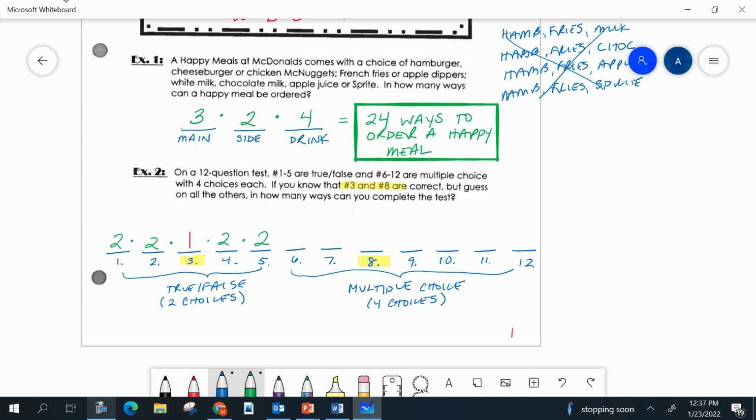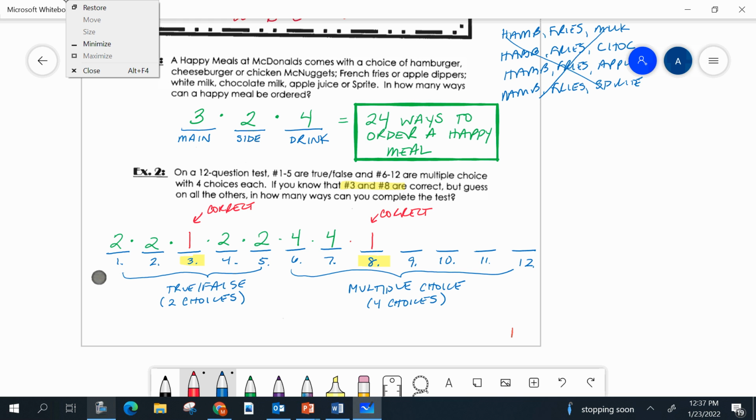Well, now we're switching to multiple choice. So if you just purely guess on a multiple choice, you could choose A, B, C, or D. So that's 4 choices for number 7. Now number 8 again, you get correct. How many ways can you answer something correctly? There's only one way to answer it. So these again are ones because we know that they are correct, while the others were guessing. So 4, 4, 4, 4. And what the fundamental counting principle says is that we multiply all of these together. Okay, so times 4 times 4.